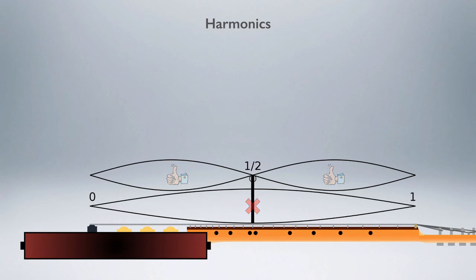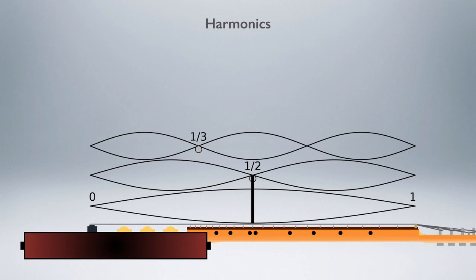Let's move on to the next one, which would be the third. And in this one, we've divided our string length into thirds. We've added another node, right? We have our node at the bridge and the nut, but we've added 2 more for a total of 4 nodes. And guess where that lands? Right on your 7th fret. So if you rest over the 7th fret, it'll sound like this, which is an octave and kind of a half, which is a fifth.